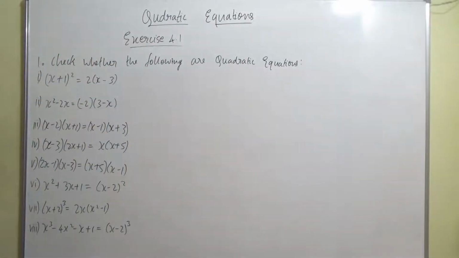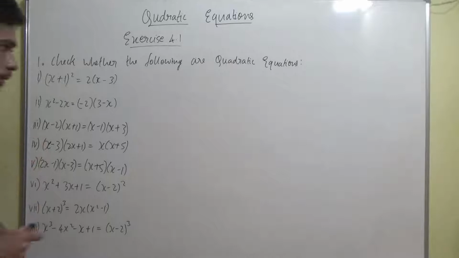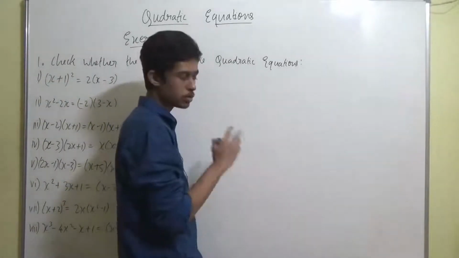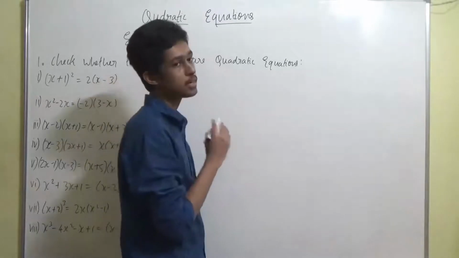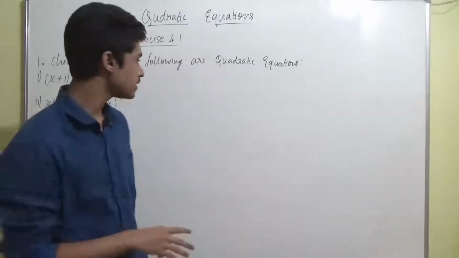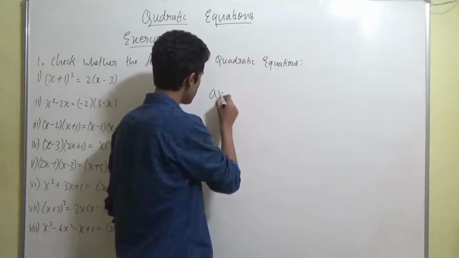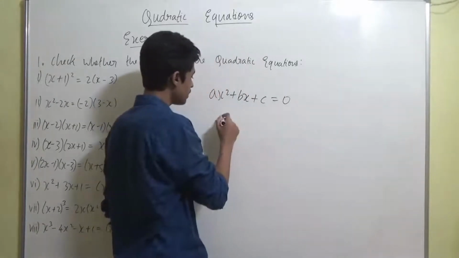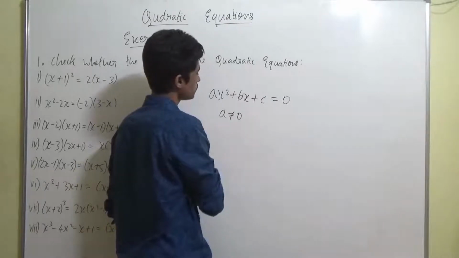So the first question says, check whether the following are quadratic equations. They have given us a few questions. Actually we solved an example based upon this one also. So for a quadratic equation, the condition is the degree of the equation should be equal to 2. That is, the highest power in the equation should be 2. That is, it should be in this format, where a should not be equal to 0.